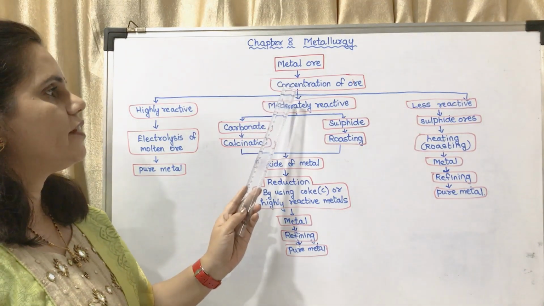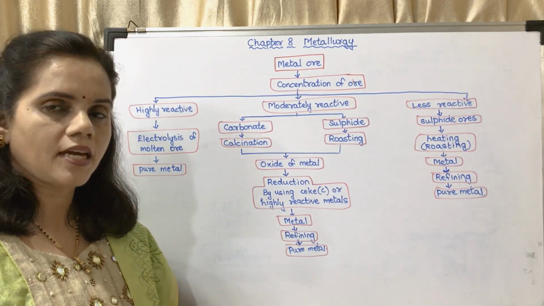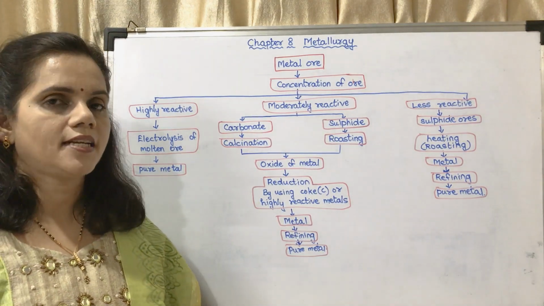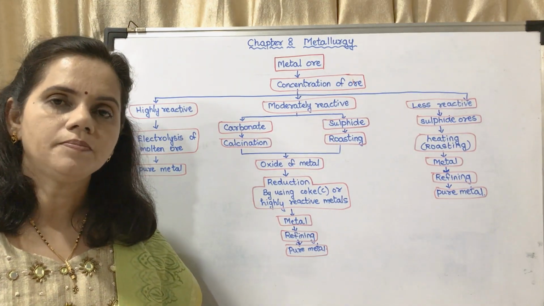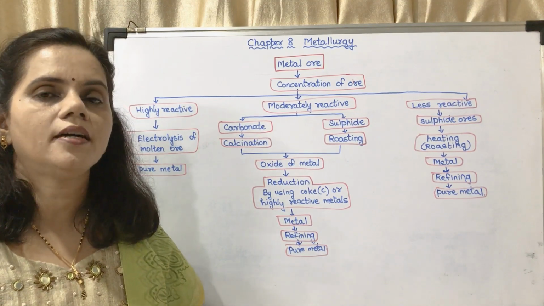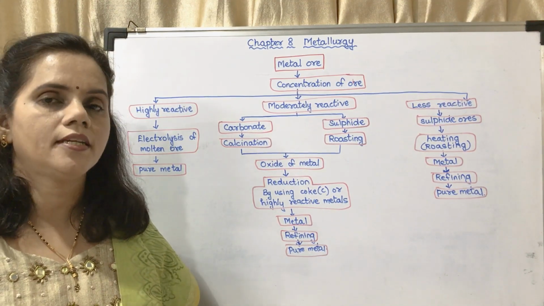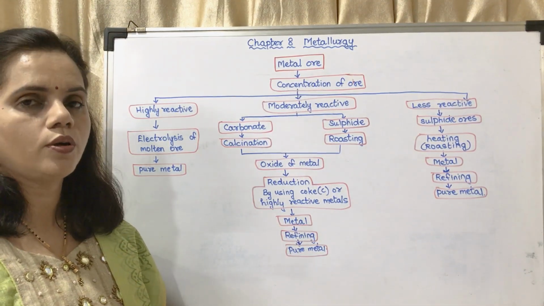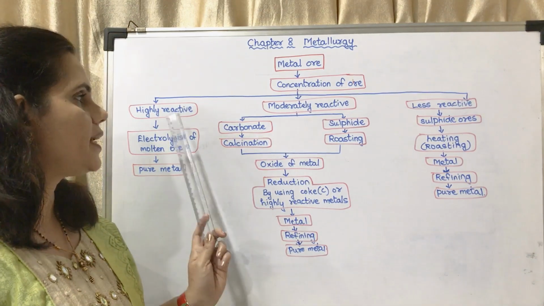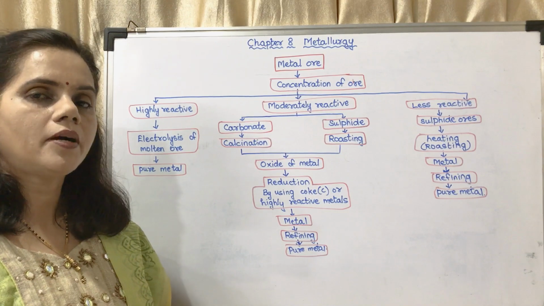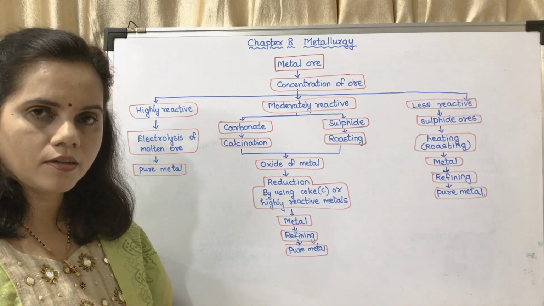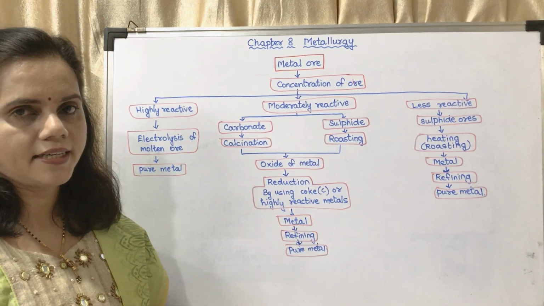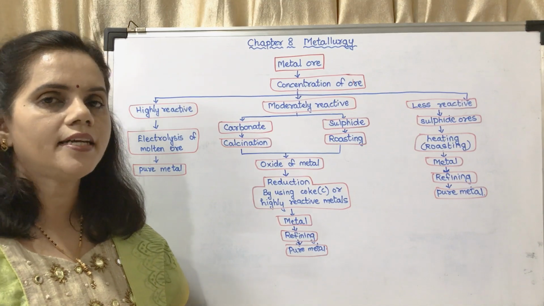For that metal ore, the first step is concentration of ore. For concentration of ore there are several methods. We studied the different methods like Wilfley table, hydraulic method, magnetic separation, froth flotation and leaching. These are the processes which come under concentration of ore. After concentration of ore, the next step depends upon whether the particular metal which we want to extract is highly reactive, moderately reactive or less reactive. We had studied this in the reactivity series.